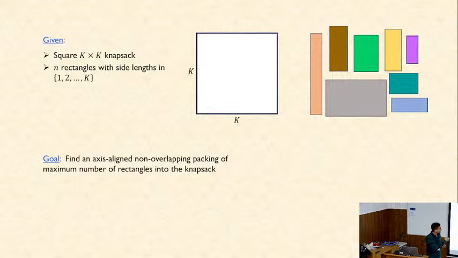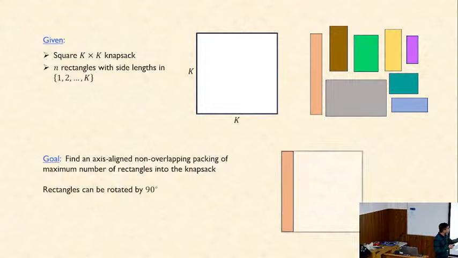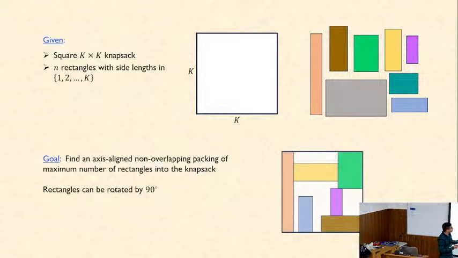Now for every rectangle, we are only going to restrict to axis aligned packings. That is, for example, consider this orange rectangle here. There are only two ways in which you can pack it. Either you pack it vertically in this fashion, or you can rotate it by 90 degrees and pack it in this way. Subject to this, you want to pack as many rectangles as you can into this square. For example, for this instance that I have here, this shows a packing of 6 of these rectangles. I hope the problem is clear.